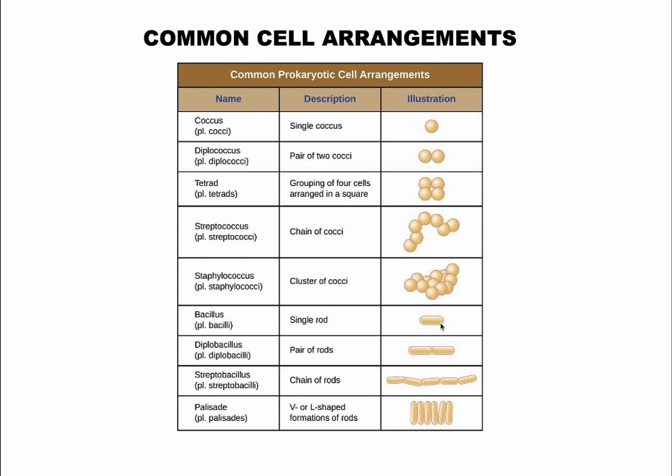Bacillus is a single rod-shaped bacterium, and Diplobacillus is two together. Streptobacillus is a chain of these bacilli, whereas palisades are V or L-shaped structures.